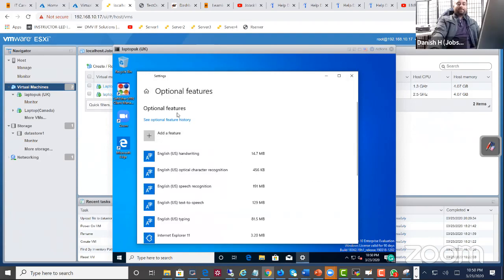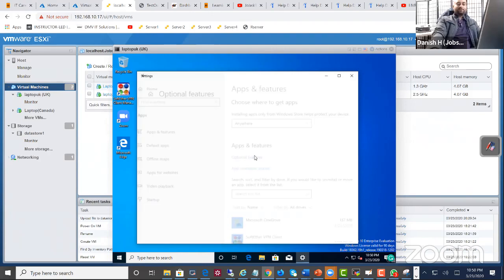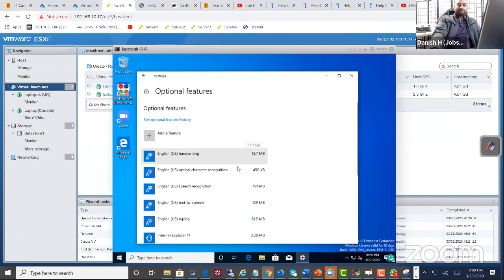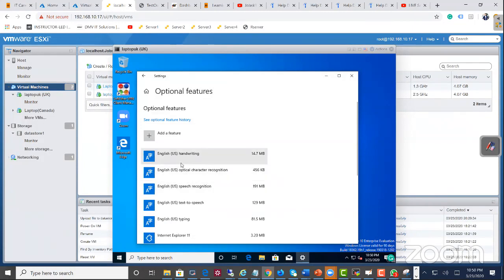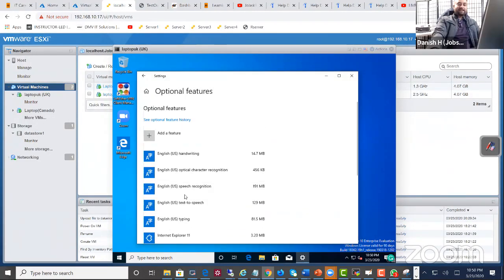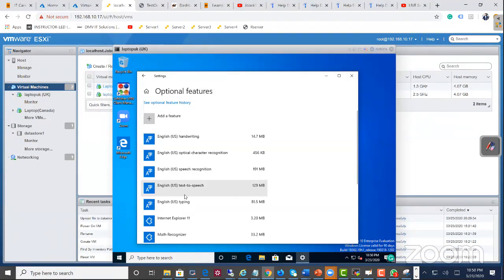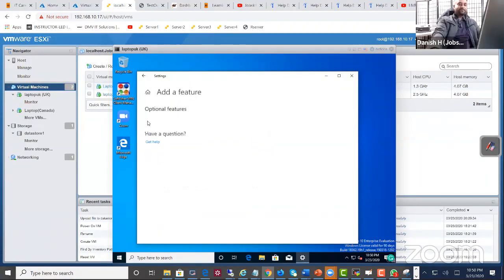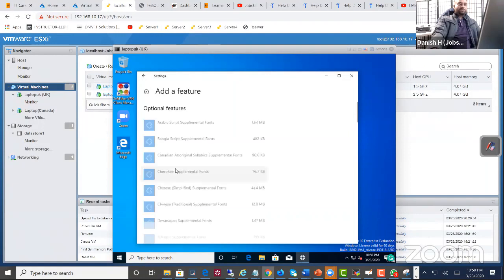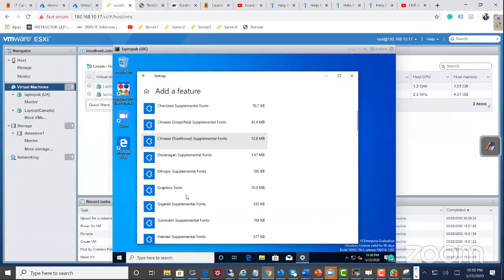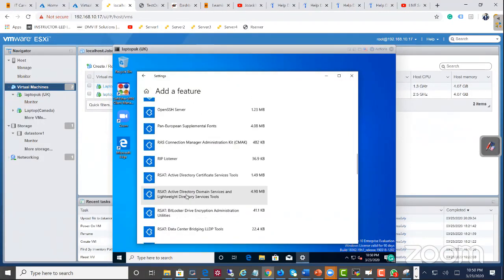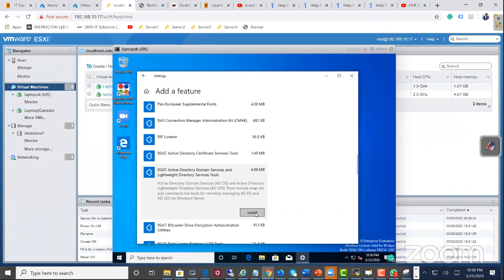Look what happened now. KevTech, when I click on optional features, I'm not getting a prompt anymore. So what do I do now? Can I just look for RSAT here? Is it there? Can I find it? No. So we'll go for add a feature. Once you do add a feature, we'll scroll down and you're gonna find RSAT Active Directory Domain Services and Lightweight Directory Tools, and we will install it.